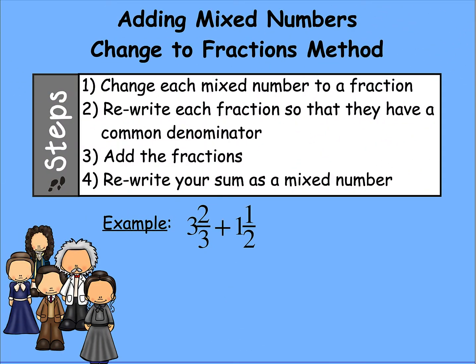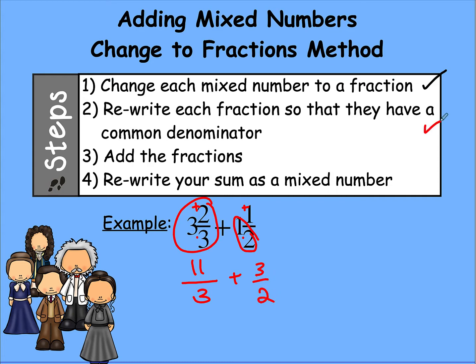Okay, so let's look at the first method. And it should be one that's familiar to everyone as far as adding fractions go, because this first method is just not adding mixed numbers at all, but making them into fractions. First thing we're going to do is take our mixed numbers and rewrite them as fractions. So here I have 3 2/3, and remember we multiply whole number times denominator, add the numerator. So we have 3 times 3 is 9 plus 2 is 11. Do the same thing over here. 1 times 2 plus 1 makes 3 over 2.